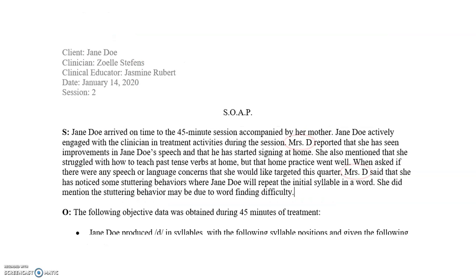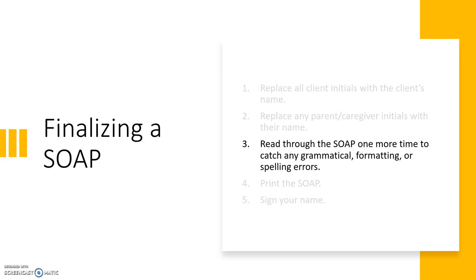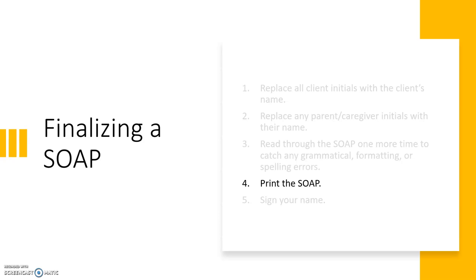So for replacing parent or caregiver initials, you can either go through the document and replace each one individually, or you can use the replace tool again. So next, you want to read through your SOAP one more time to catch any grammatical, formatting, or spelling errors. This is a great time to catch those weird initial corrections if you forgot to check that find whole words only box, or if one of your tables has something weird going on. Then you're going to print the SOAP.